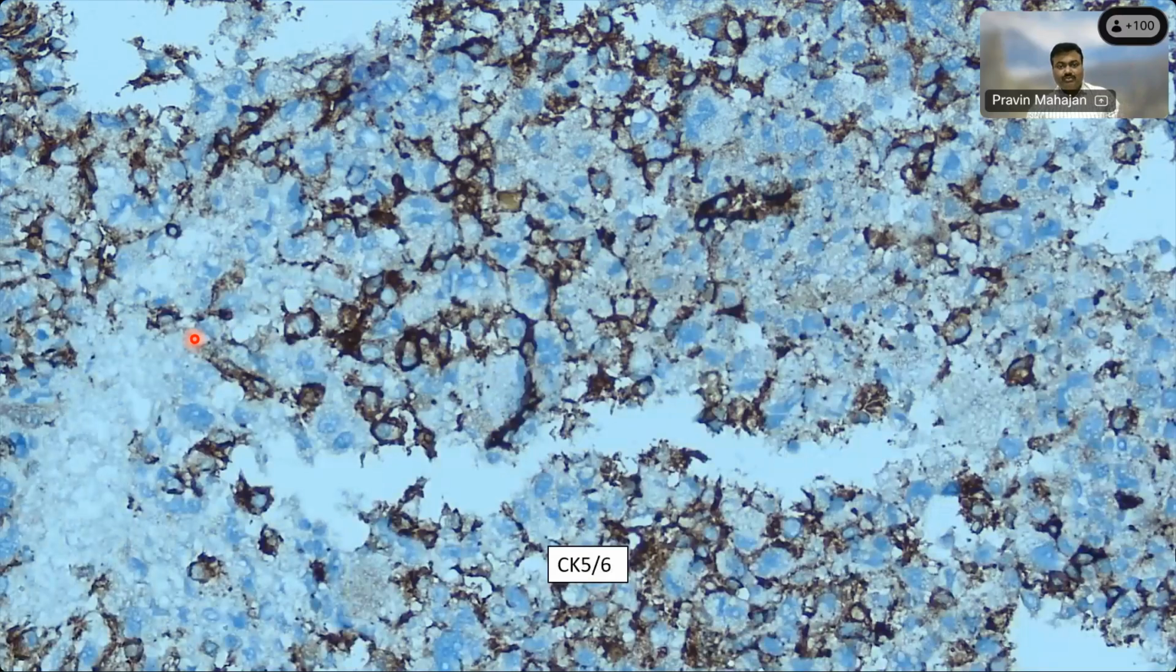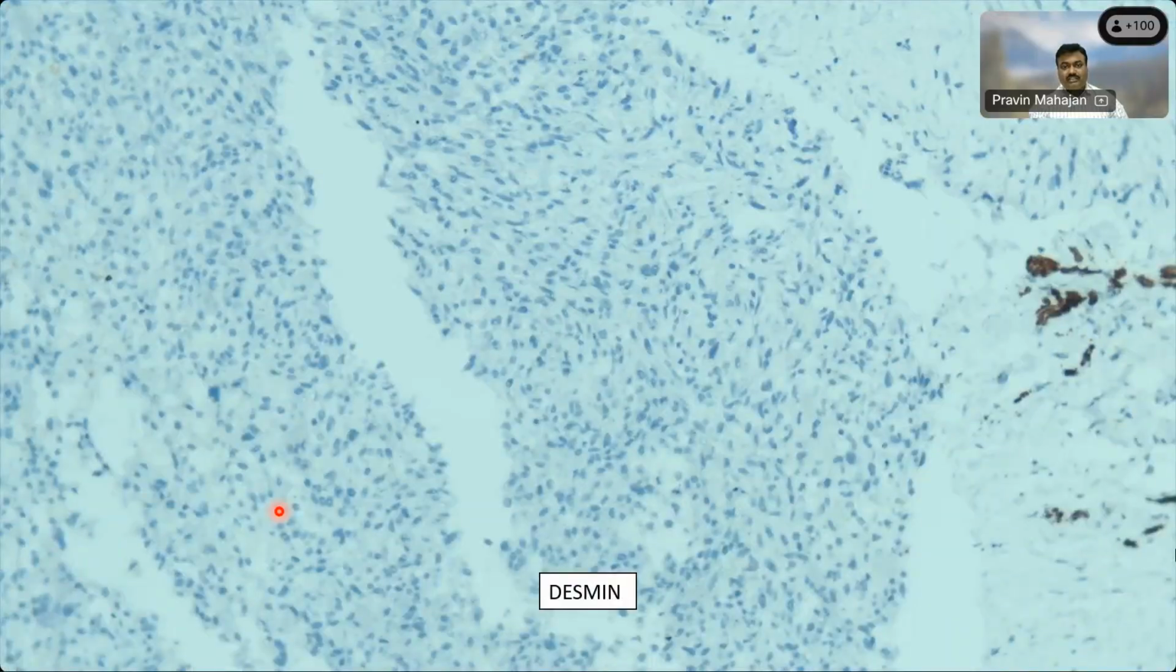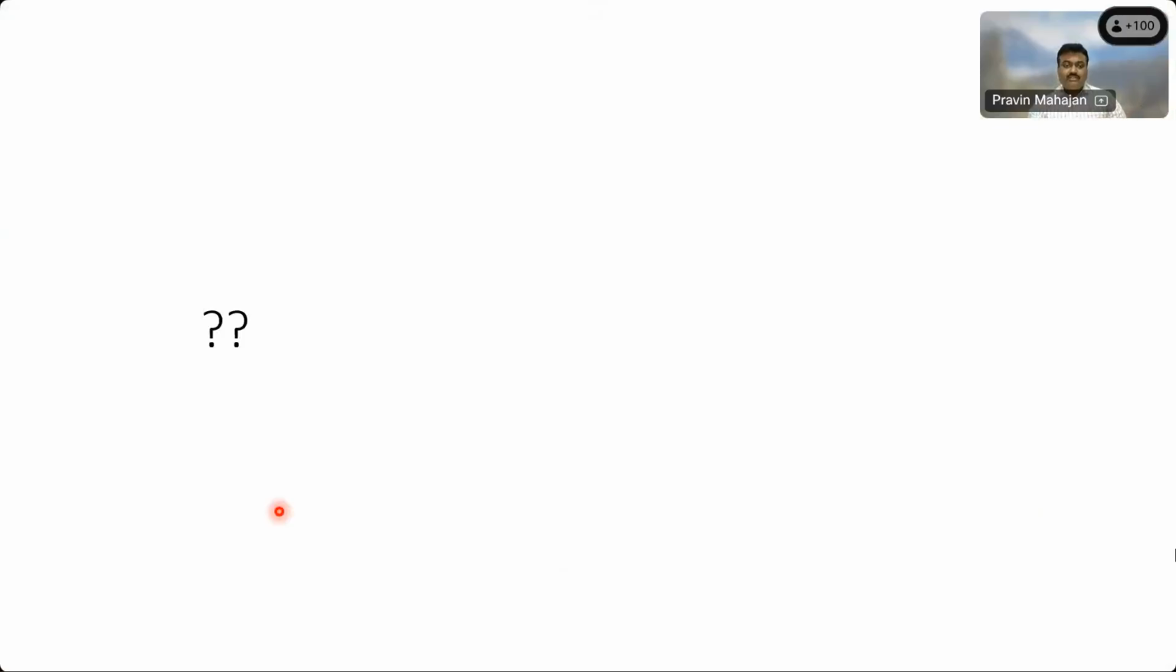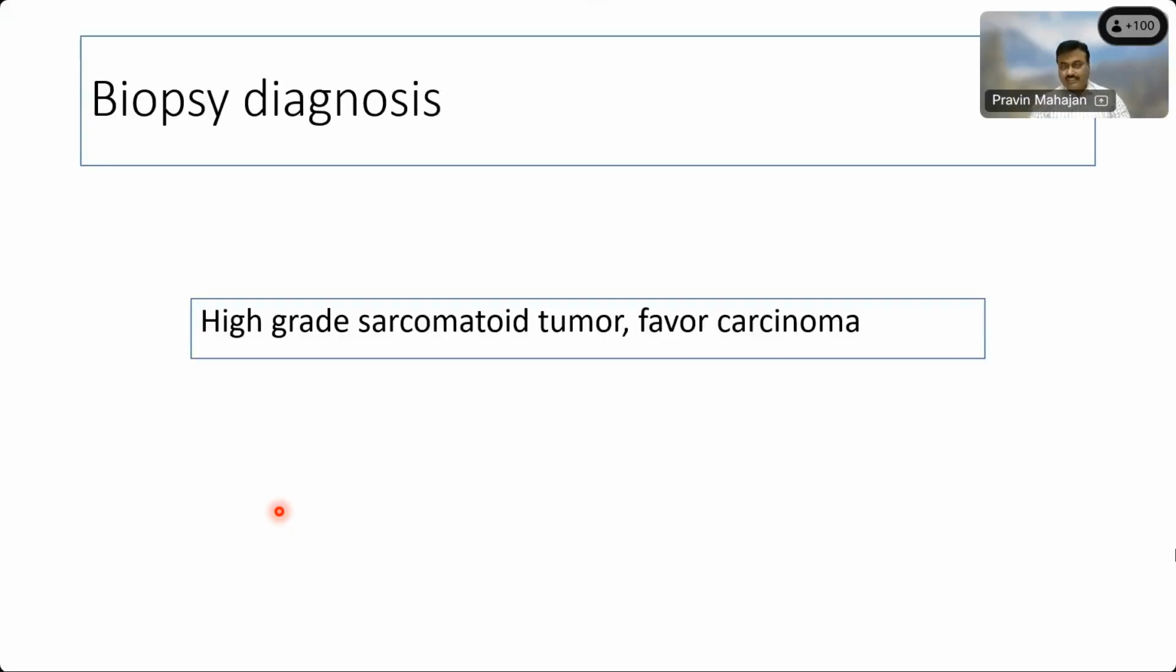And then I pushed in CK5/6 also, and CK5/6 did show some positivity in this area, and it's a good positivity. And then Desmin was also done. Desmin was negative, CD34 negative. So considering that there is P63, some CK5/6, one cytokeratin, one P63 also to prove that it's epithelial, considering CD34 is negative, I favored that this is a high-grade sarcomatous tumor, favor carcinoma.